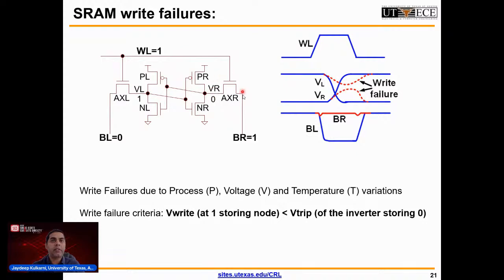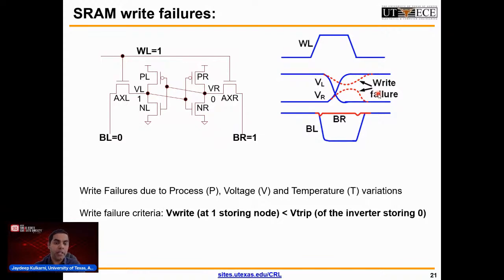Depending on the access transistor strength, the VR node, which is storing zero, will be pushed towards one. But the main contention happens between the PMOS device, which is storing a one, and the access transistor left, AXL, which is trying to write a zero into it. So there is a fight, some sort of contention, between this PMOS and this access transistor. Most of the time, the access transistor is stronger than the PL, and hence it is able to pull down the VL node below the switching threshold of the right-hand side inverter. As a result, we get a successful write operation.